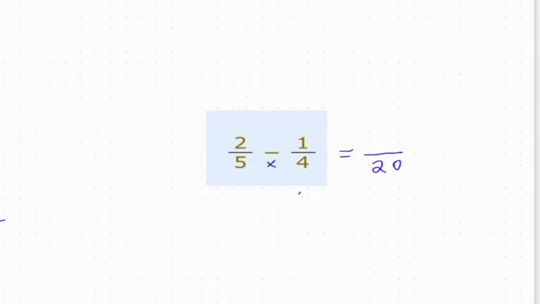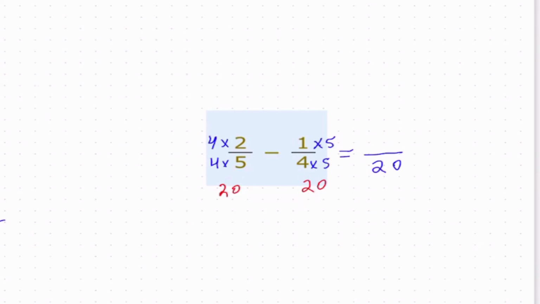Okay, so what did we have to do to our 5? We had to multiply that times 4. What did we do to the bottom? We're going to do to the top. What did we have to do to the 4 over here? We're going to multiply it times 5. Whatever we do to the bottom, we have to do to the top. Okay, so this is going to become 20. This is going to become 20. Now our denominators are the same.